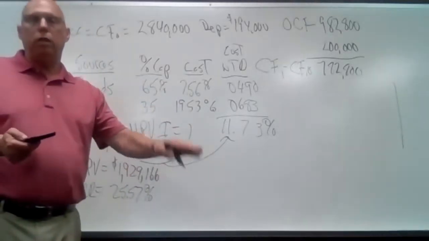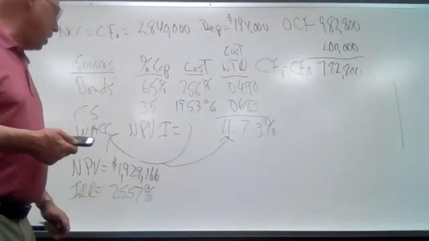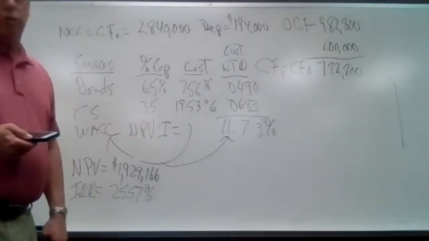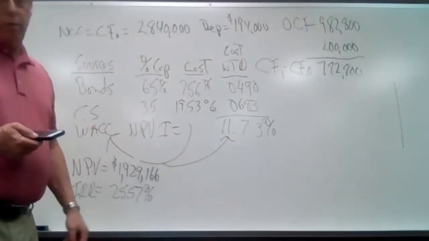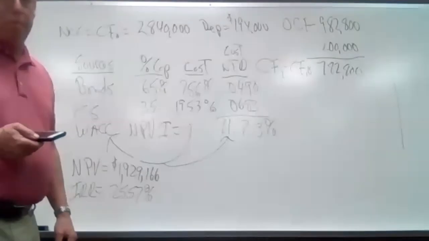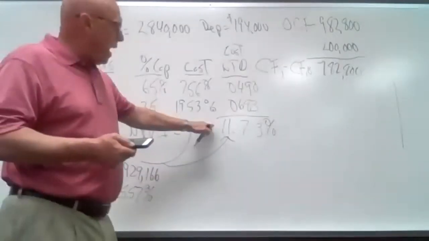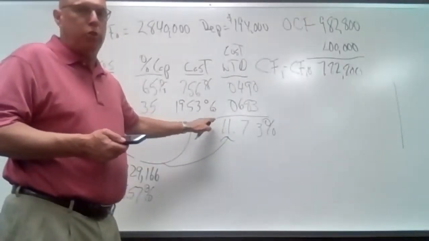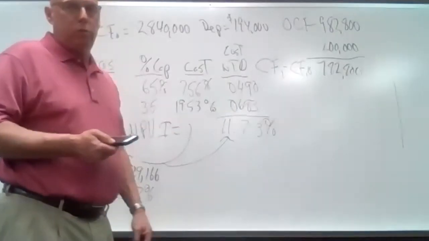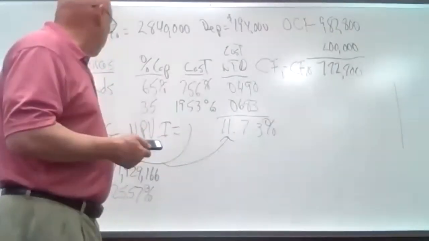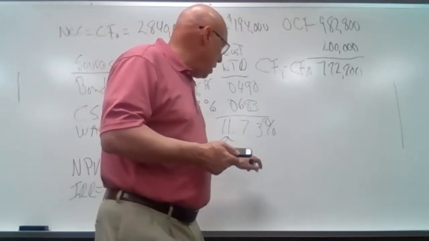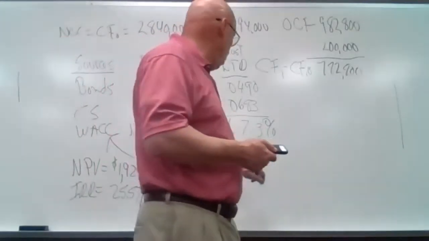Now let's make one adjustment. Let's say that this project is 20% riskier than the average project for the company. This is the WACC for the whole company. This project is 20% riskier. What kind of adjustment do we make? We're going to take the WACC and multiply it by 1.2.